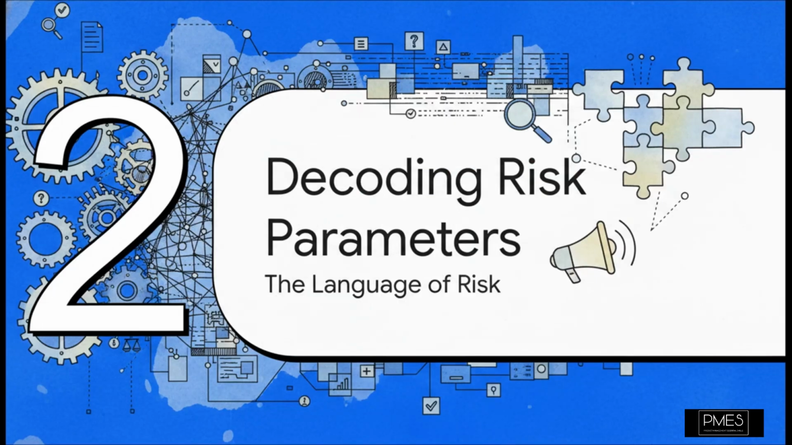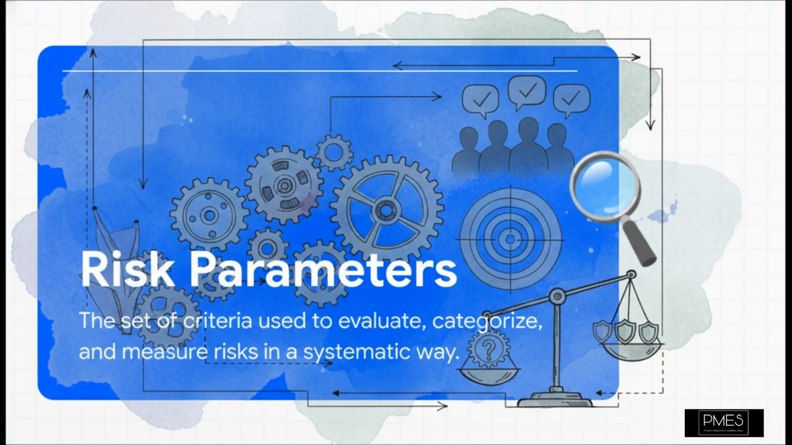Moving on to Section 2, decoding risk parameters. Look, to analyze risk in a systematic way, we first need a common language. So in this section, we're going to break down the exact criteria we use to measure and discuss risk consistently across the entire team. The best way to think of these parameters is as the measurement units for risk. It's just like how we use feet or meters to agree on length. These parameters ensure that when one person on the team calls a risk high, everyone else knows exactly what that means. It gets rid of the guesswork and allows for sharp, clear, and defensible decisions.